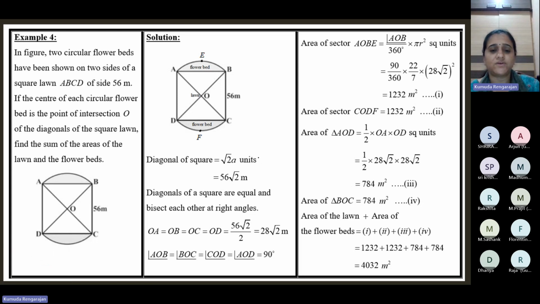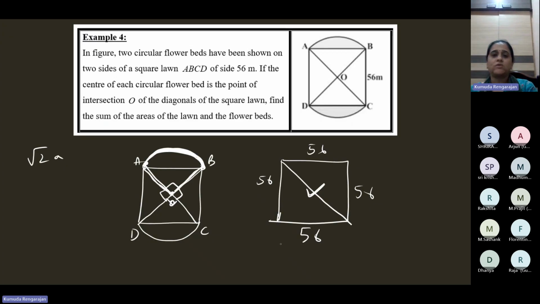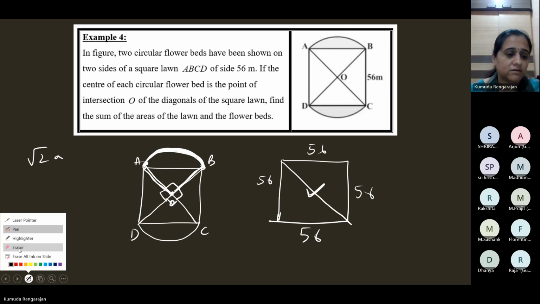Yeah. So this is the first step. The diagonal is root 2a, which is 56 root 2. Then OA, OB, OC, OD will each be 28 root 2. So now we found the radius. Next is to check if we have the base and height for the triangle.